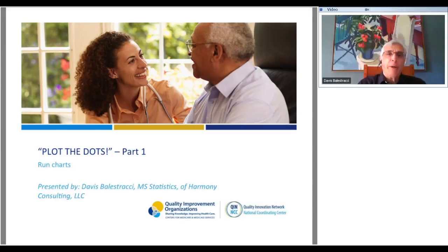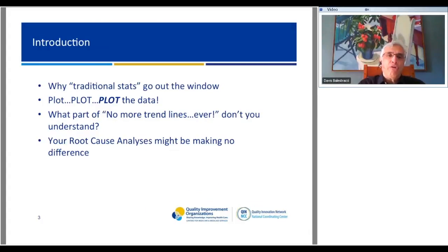Welcome to a session on Plot the Dots, which will be about run charts. So what I'm going to try to do is tell you why all the statistics you learned in school aren't really applicable in the real world. So traditional stats go out the window. I will tell you, forget everything you've learned, and many of you will say, don't worry, we already have. Well, good. And the most important thing with the type of statistics I will teach you, as you will see in this and the other three lessons, is to plot your data.